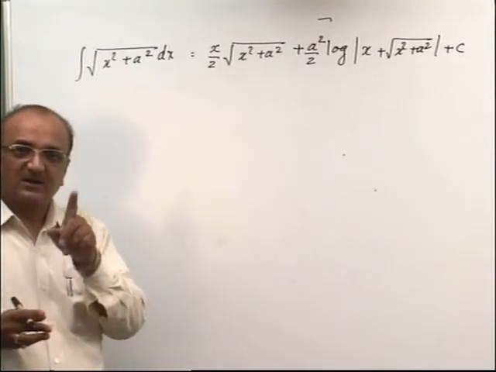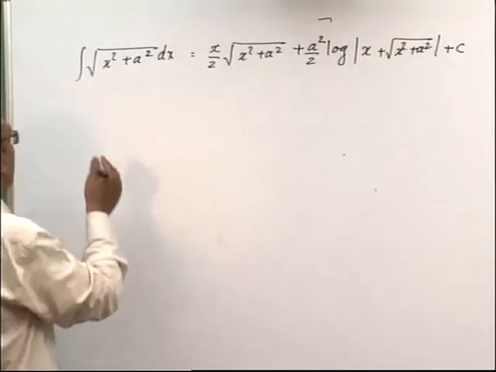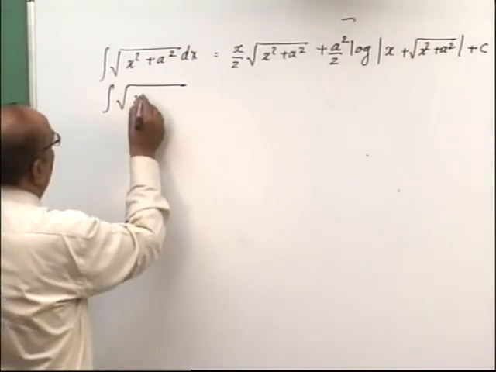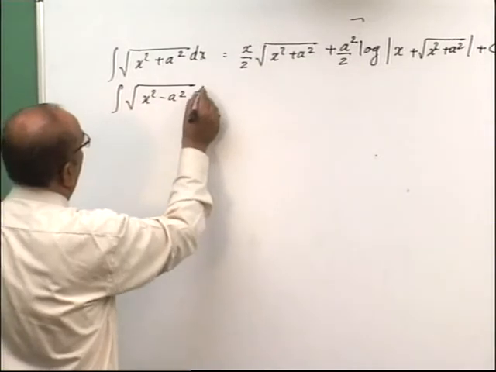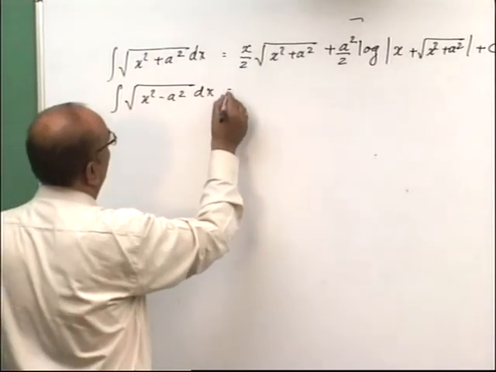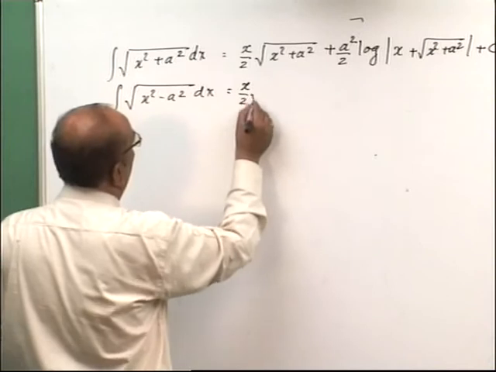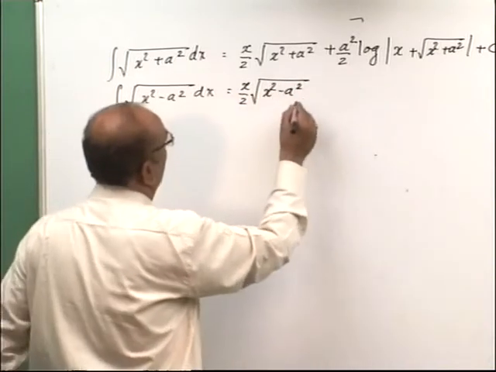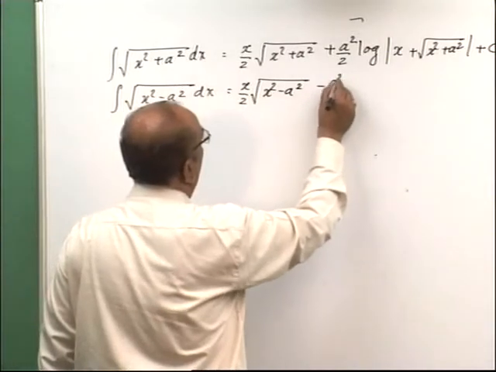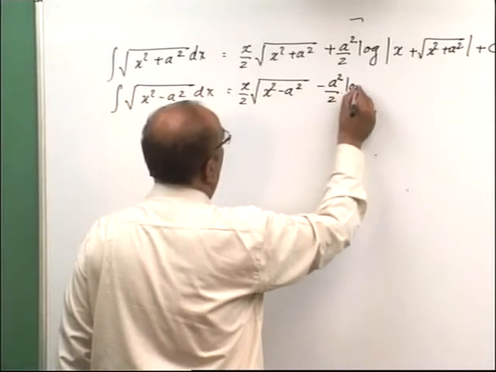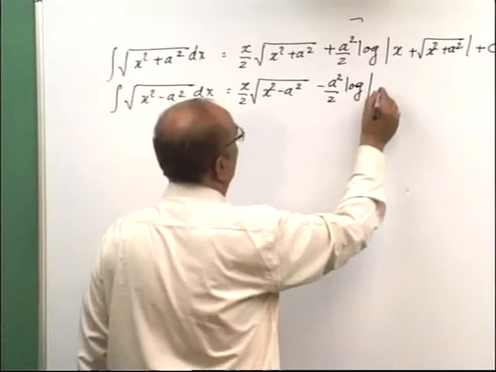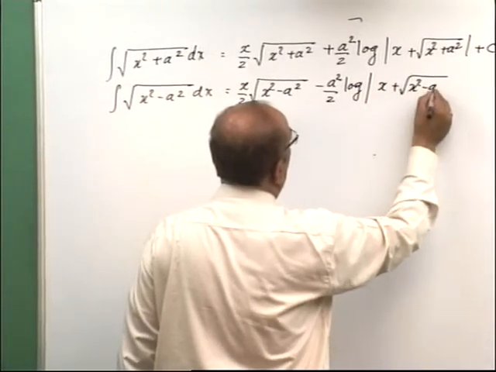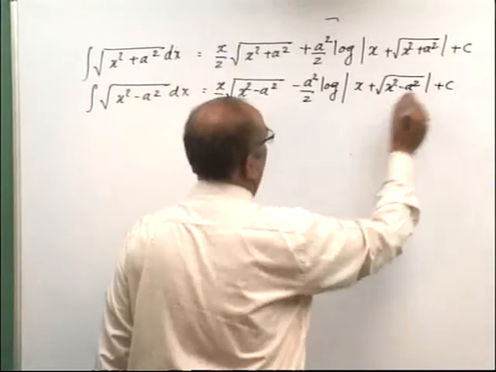And the other form is the integration of square root of x squared minus a squared dx, equal to x by 2 into square root of x squared minus a squared, minus a squared upon 2 into log of modulus x plus root of x squared minus a squared, mod complete, plus c.